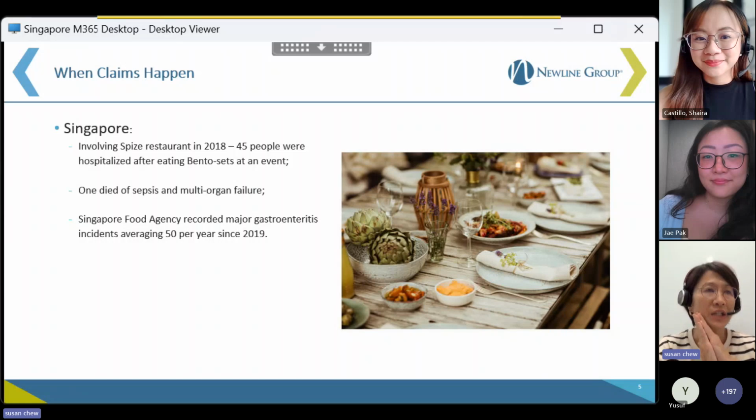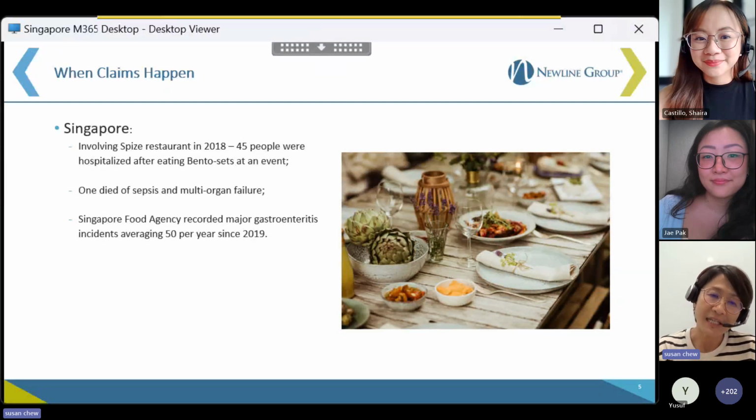So let me just share a few of the examples that you may or may not be familiar with in respect of products liability. Closer to home in Singapore, you may have seen the claim in 2018 regarding the restaurant serving bento sets which had been contaminated, and people were hospitalized from consuming the food product. One particular patient actually died of sepsis and then multiple organ failure.